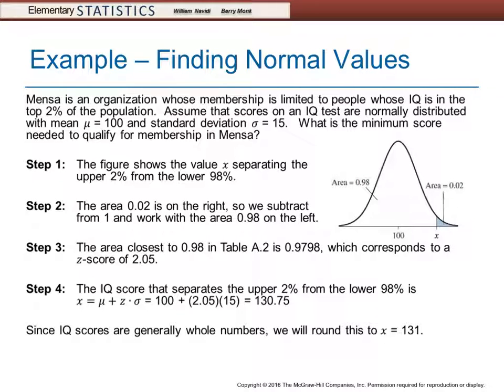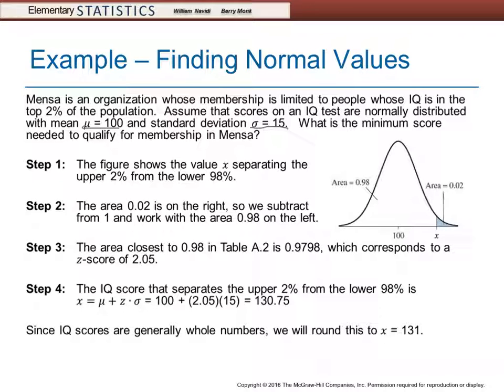So here's our example. A Mensa is an organization whose membership is limited to people whose IQ is in the top 2% of a population. Assume that the scores on an IQ test are normally distributed with a mean of 100 and a standard deviation of 15. What is the minimum score needed to qualify for membership in Mensa?